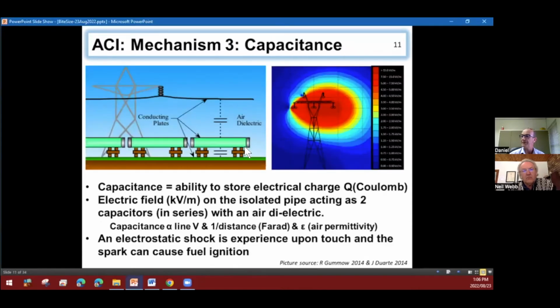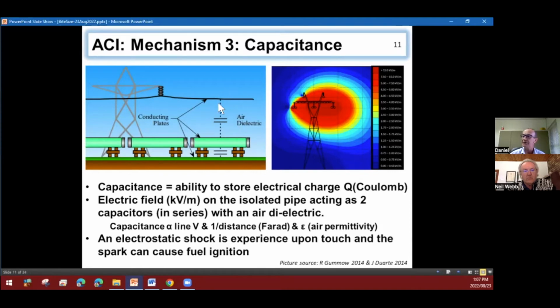The third mechanism is capacitance, and this is where we have the pipeline stored next door to the trench. Typically we put the pipelines on skids or wooden poles, and these effectively can isolate the pipe from the ground. In this instance, we've got two capacitors in series. The first plate of the capacitor would be the conductor on top, and the second plate is the pipeline with the air dielectric in between.